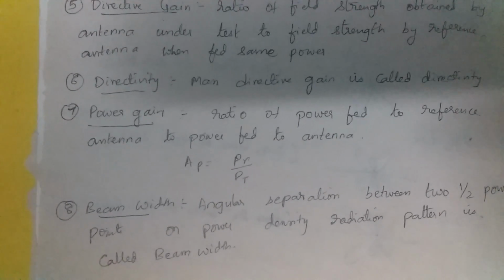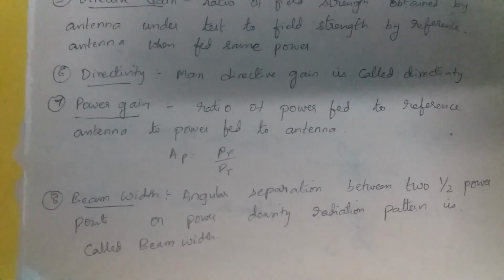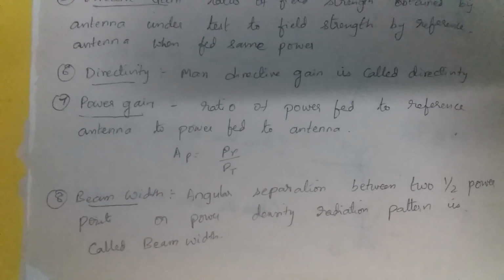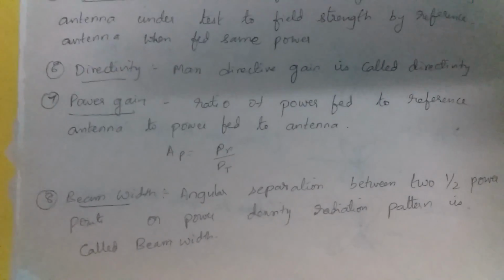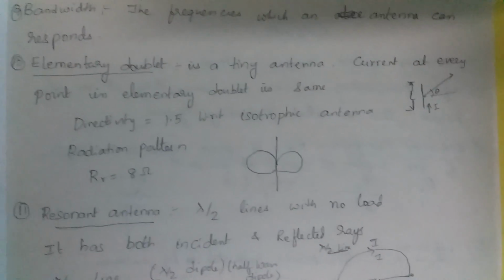Beam width. Angular separation between two half power points on the power density radiation pattern is called beam width. So bandwidth, the range of frequencies which an antenna can respond to is called bandwidth.